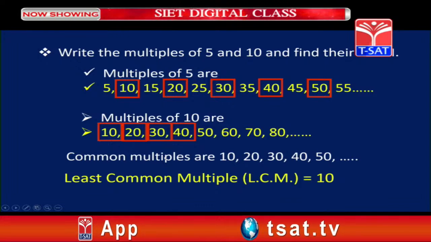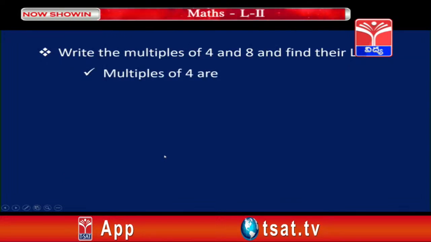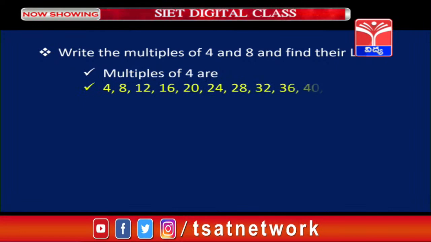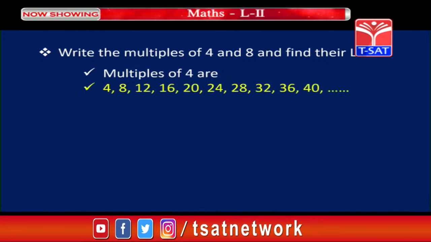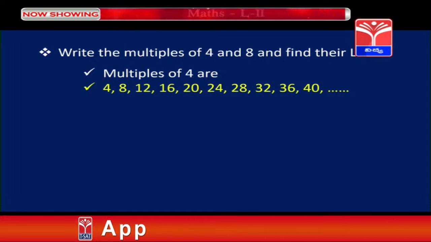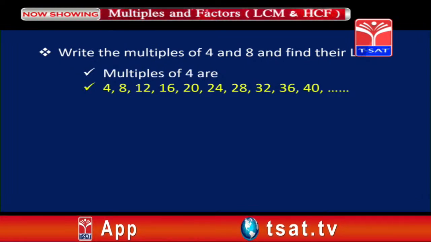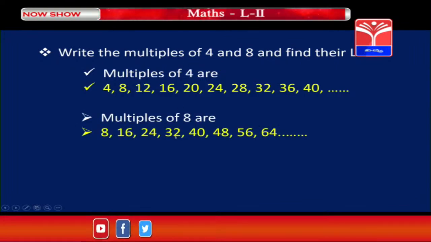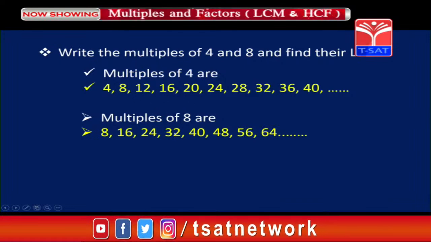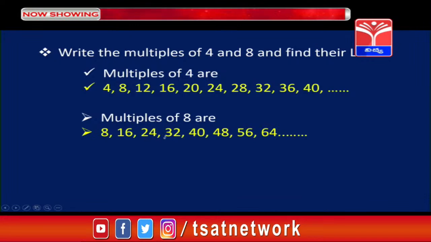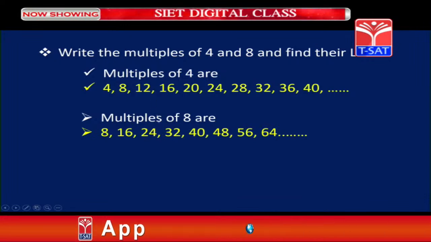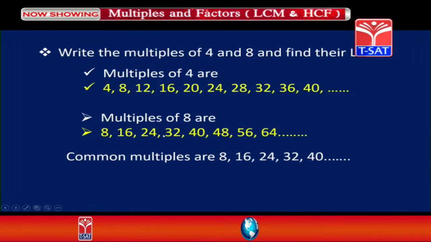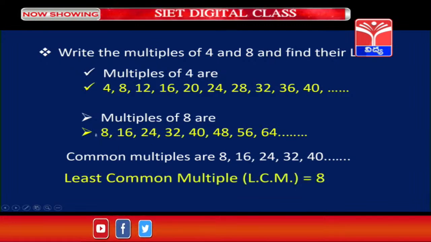Let us look at another example here. 4 and 8. Write the multiples of 4 and 8. Multiples of 4 we have already written. Those are 4, 4 into 2, 8, 4 into 3, 12, 4 into 4, 16, 4 into 5, 20 and so on. Now write the multiples of 8 here. Among these multiples, can you find the common multiples? Every multiple of 8 is a common multiple of 4 and 8 here. All these are common multiples of 4 and 8. Hence the least common multiple is 8 here.